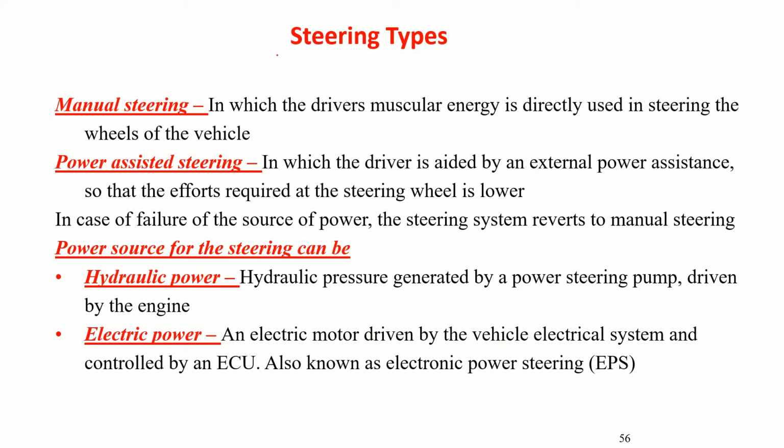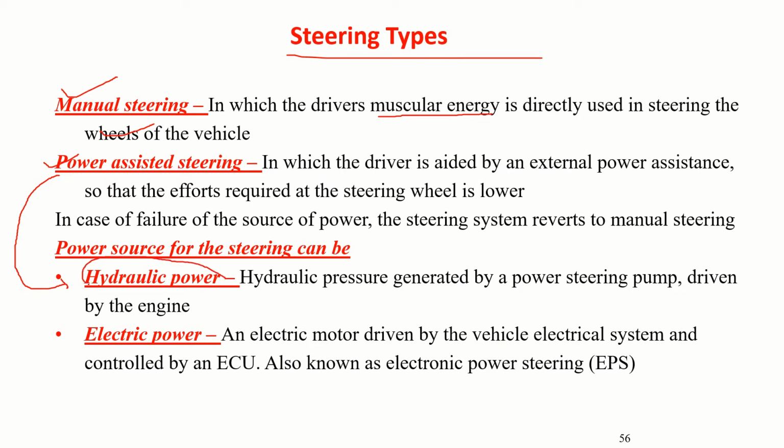Now steering types. You can manually steer the vehicle, or you can use power assist. In a manual steering system, using muscular energy, we steer the wheels of the vehicle. Here we use a power assist, either hydraulic power assist or electric power assist. So that's what I have written. Again, power assist can be hydraulic power or electric power.